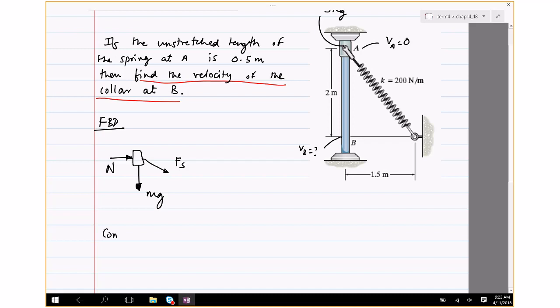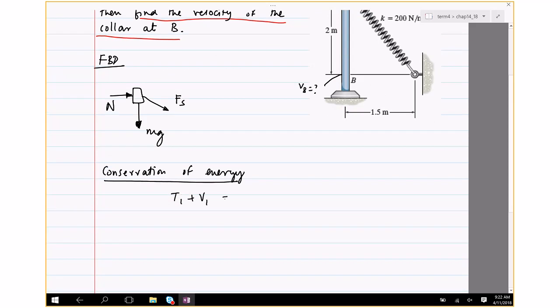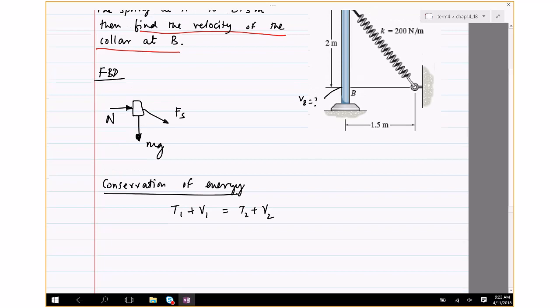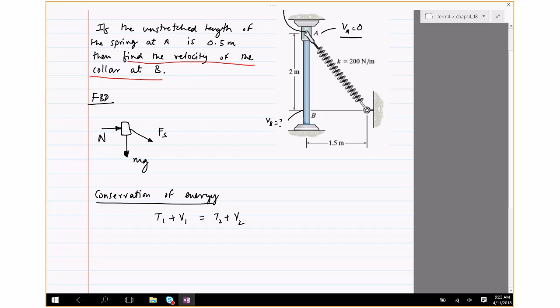So let's apply conservation of energy, which states that T1 plus V1 equals T2 plus V2. We're given here that the collar starts from rest, so the initial kinetic energy is 0. In order to find V1, we need to find the potential at 1, or at A.